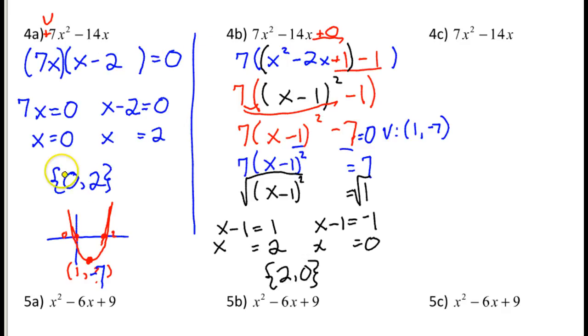Any question? Square root of 1 is this one? Yeah. How did I get that? I divided both sides by 7. Oh, okay. 7 divided by 7. Okay.